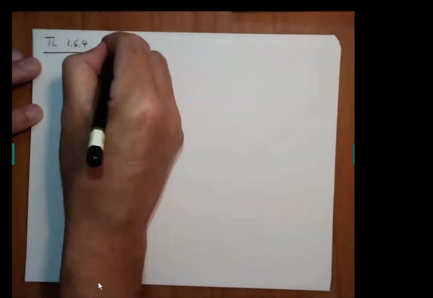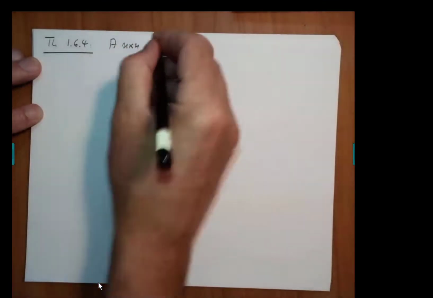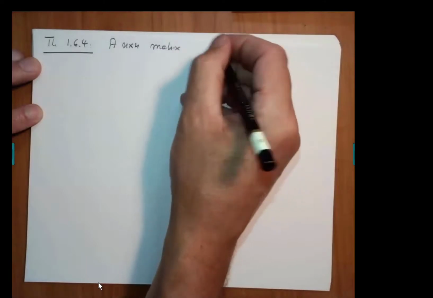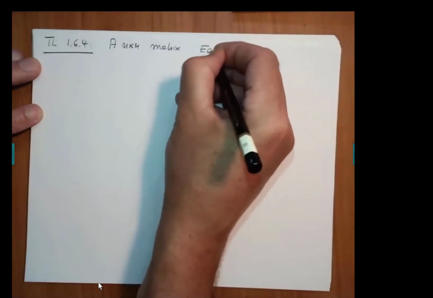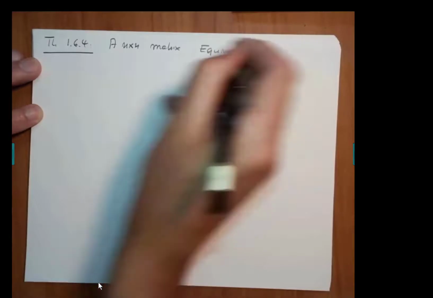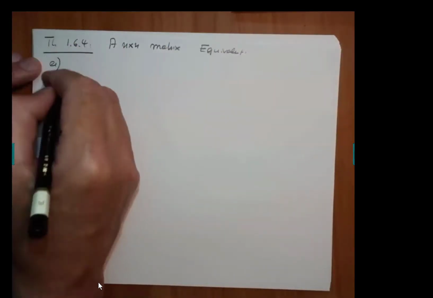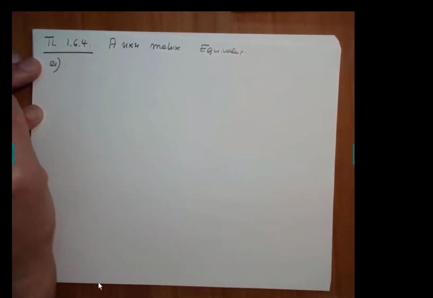So the next result is 1.64, which is an extension of 1.53. So we have theorem 1.64. Again, A n times n matrix. And then we have the following statements that are equivalent. And A, B, C, D is the same as in 1.53. So the first four statements we have already that they're equivalent.